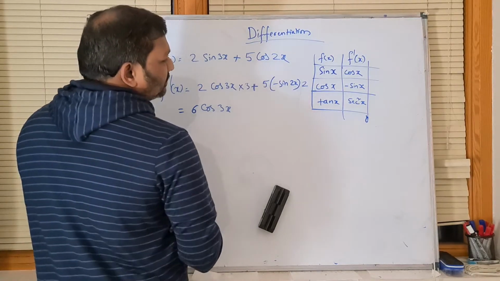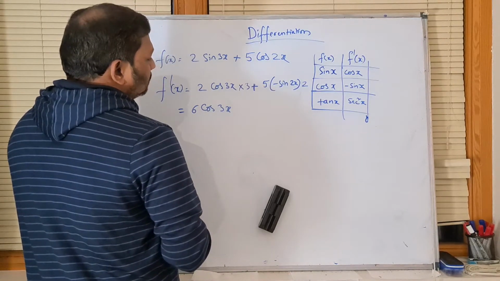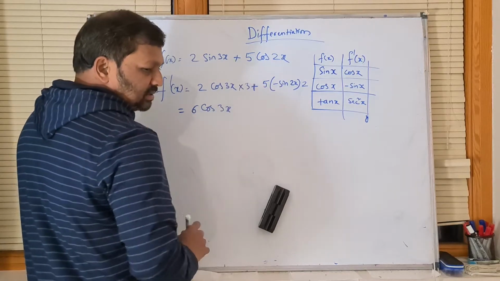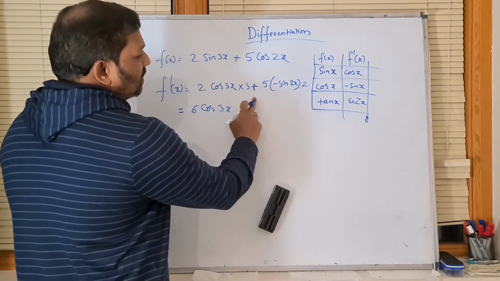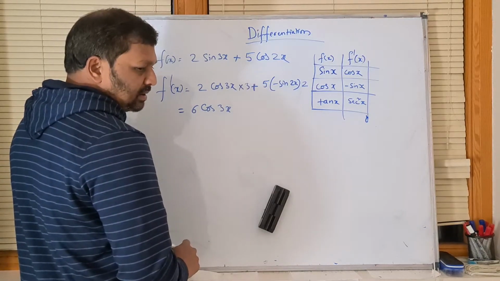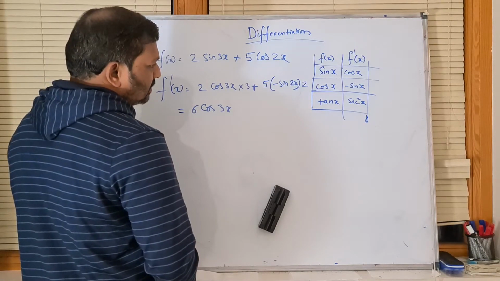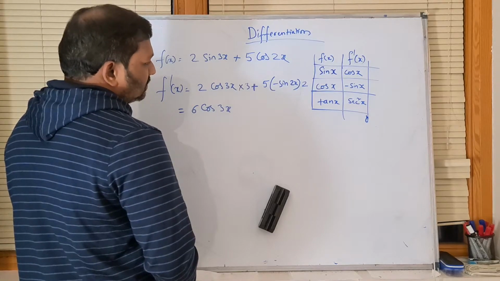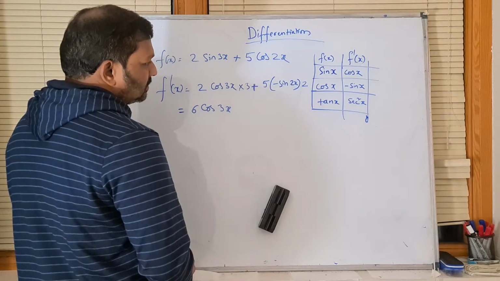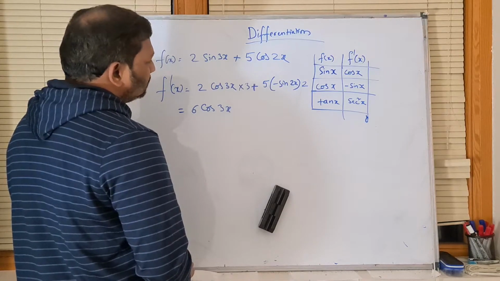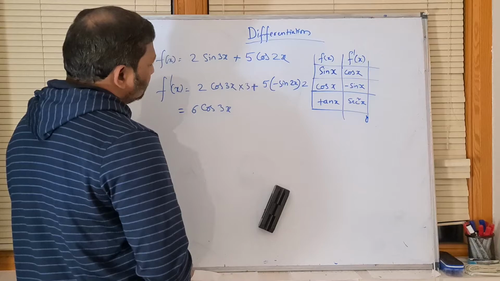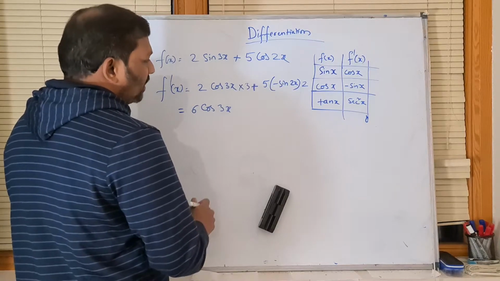And here, why did you get 3x? This is cos 3x. 2 times 3 is 6. And here, what do we get? 5 times minus sine 4x? Sorry, minus sine 2x, times 2. So it becomes 10 times, yes.